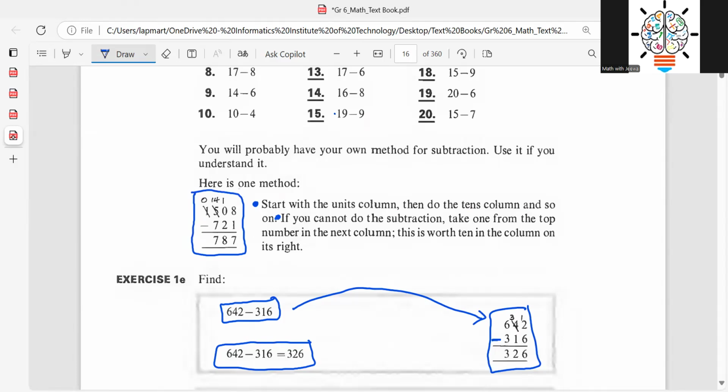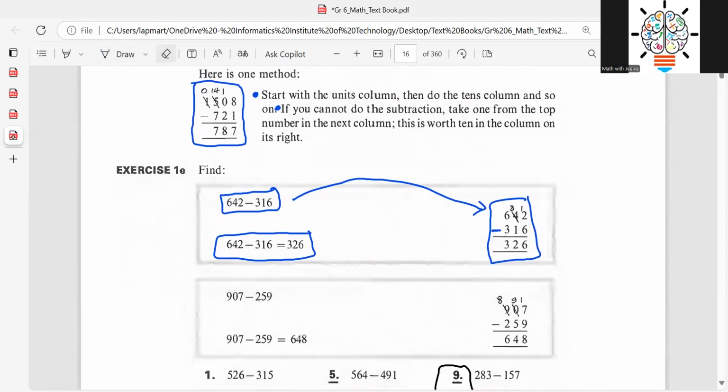If you can't do the subtraction, take 1 from the top number in the next column. This is worth 10 in the column on its right. So the number 4 here becomes 14. Here the 0 becomes 10, right? So then we know how to borrow from the next door and do the subtraction. Please pause the video and copy down everything. Meantime, I'll move to the next part.